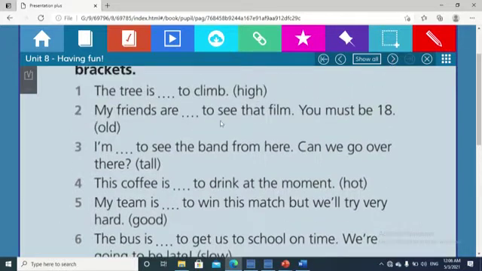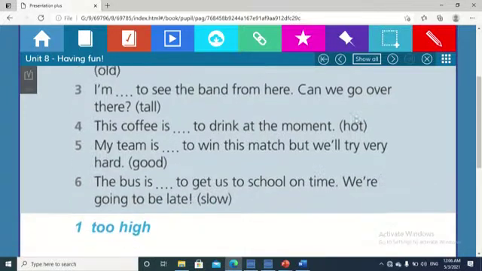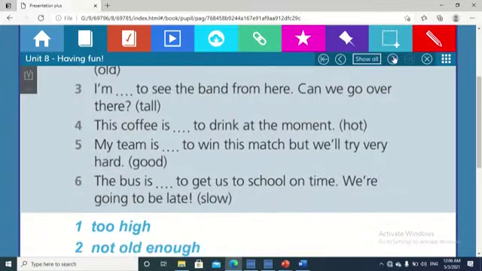My friends are not old enough to see that film. You must be 18. So you are not old enough. You must be 18 at least. So you need more of the adjective. You are not old enough.